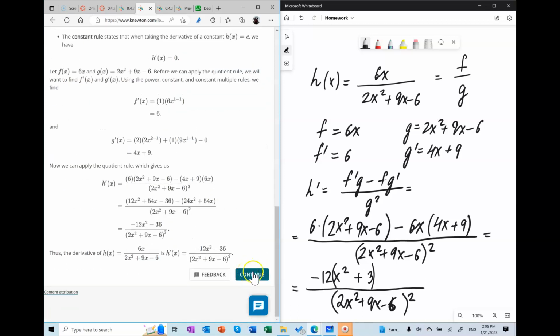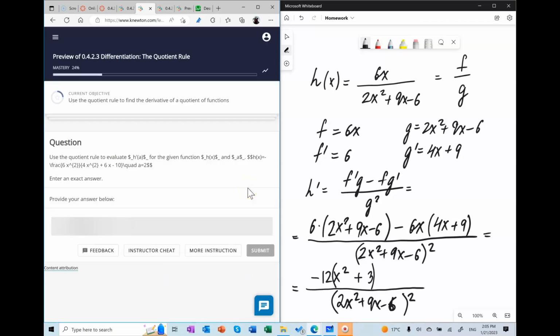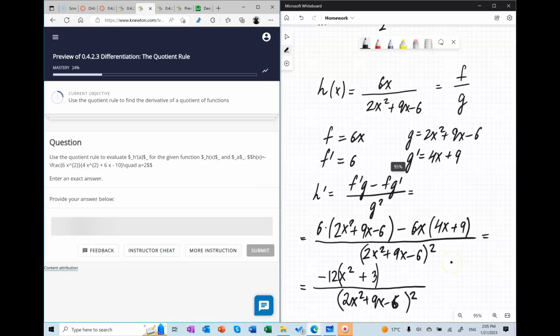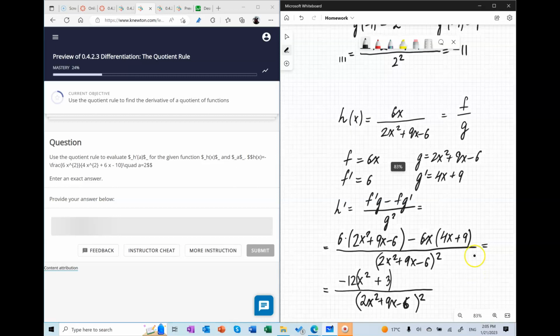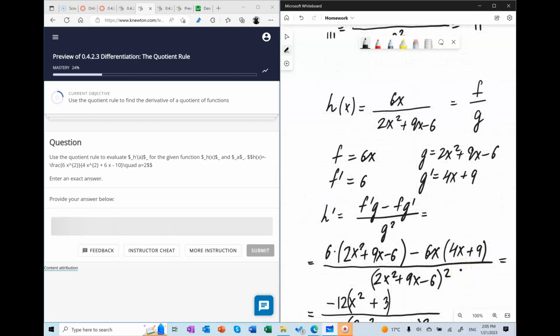And we are done with this problem. We still have quite a few more problems, so maybe at some point I'll just start skipping them, just for the sake of saving time, because my computer is not liking this today.